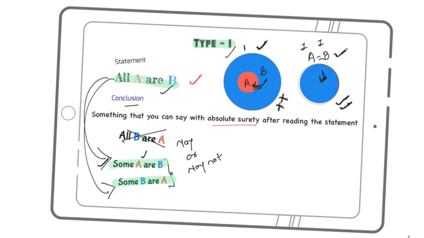Now we know the reason why this is happening. But memorize this: type 1, all A are B, has two conclusions, some A are B and some B are A. How will this help? This will help us find the answer to the question, which we'll see in the next part. For the time being, just remember all A are B has two conclusions, some A are B and some B are A.